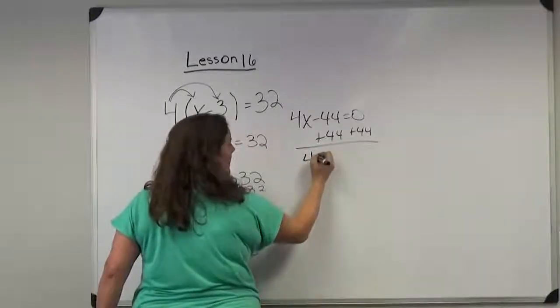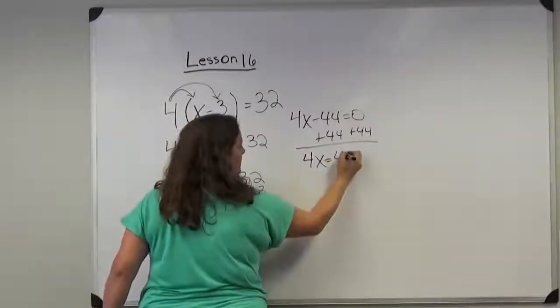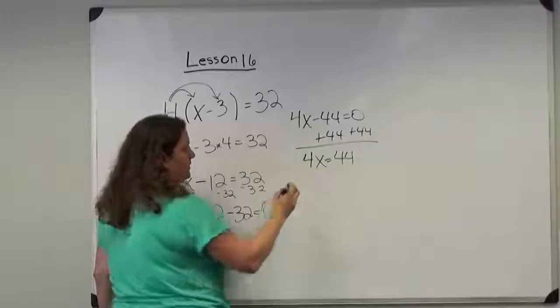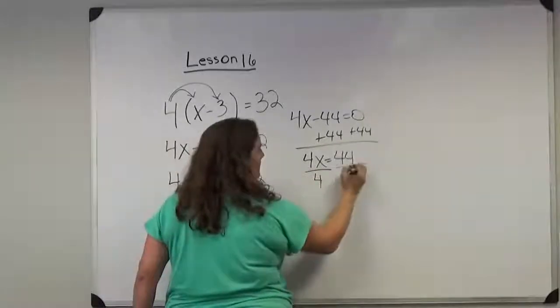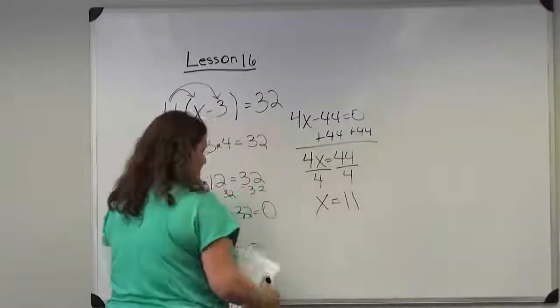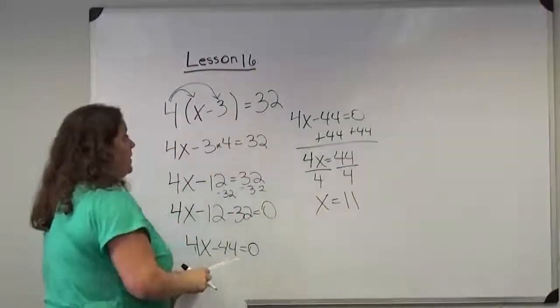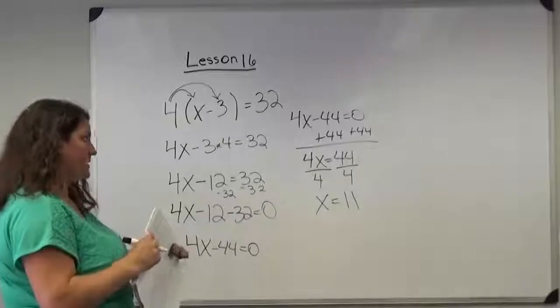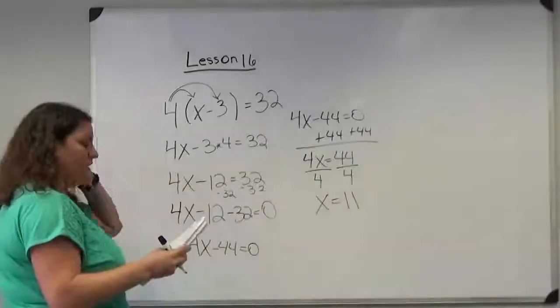You get 4x equals 44. Now to get that x alone, you want to divide by 4. And x equals 11. So it's the same general concept, a couple more steps involved.